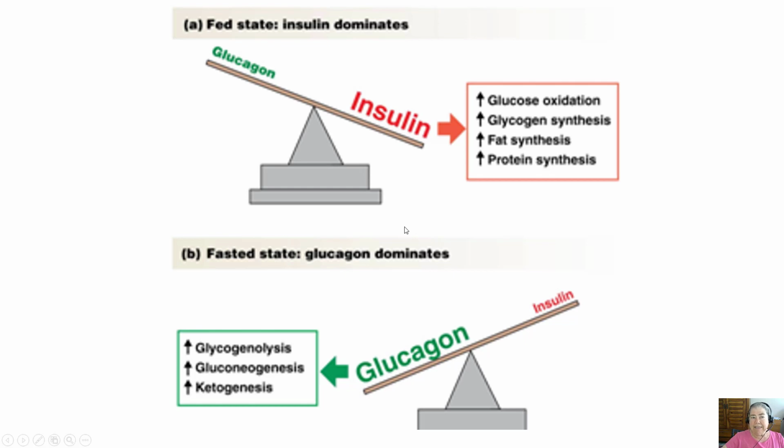So in a fed state, insulin dominates, and in a fasted state, glucagon dominates. When insulin dominates, we use glucose, we make glycogen, we make fat, we make protein. When we're in a fasted state, when glucagon is the dominant hormone, we break down glycogen, we make glucose, and we make ketones because we are also using fatty acids for energy in the absence of glucose. We have to have gluconeogenesis, make glucose from fatty acids.